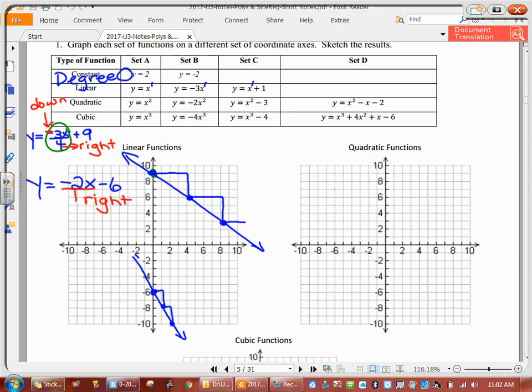Okay? So these are our linear equations. This is exactly what we know just from looking at the equation. Now we're going to go to quadratics. We're going to figure out what we know from a quadratic just by looking at its equation. A quadratic always has to have an x squared as its largest exponent. That means this is going to be a degree 2. And we know degree 2s change direction. How many times? Once only. So, there's one turning point.